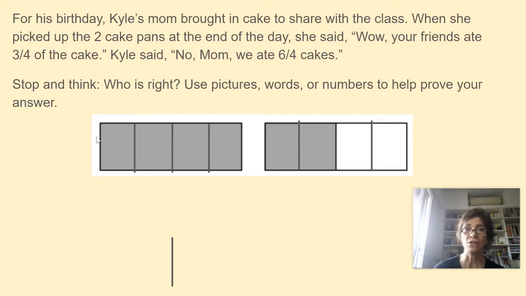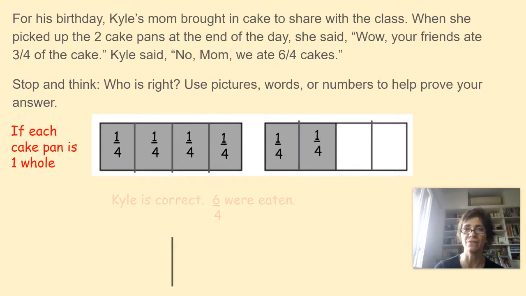All right, this is one whole cake divided into fourths. If each cake pan is one whole, then we have 4/4 is one whole, 5, 6. So Kyle is correct. 6/4 were eaten, right? 4/4 is one whole cake plus two more from a second cake.